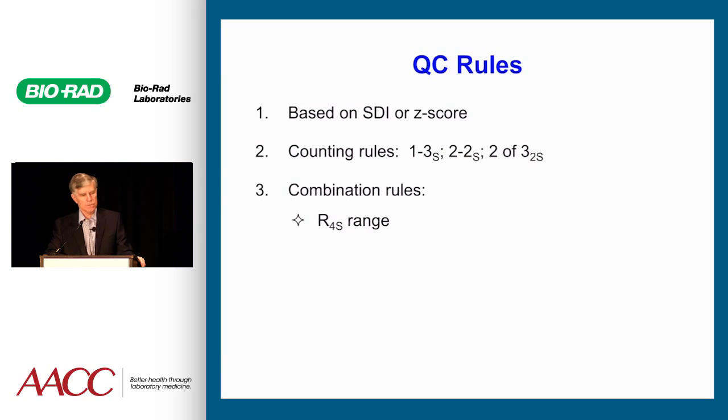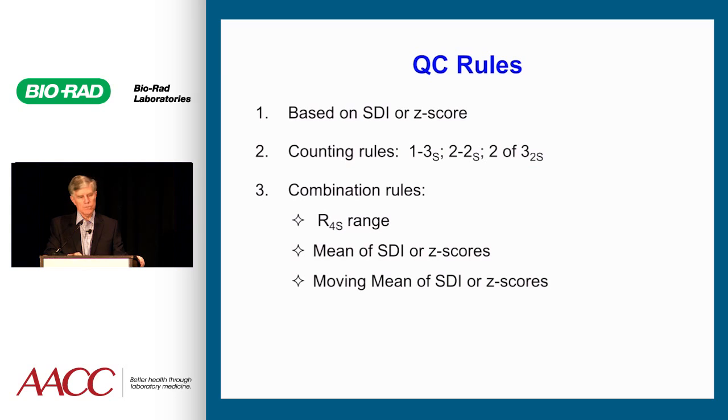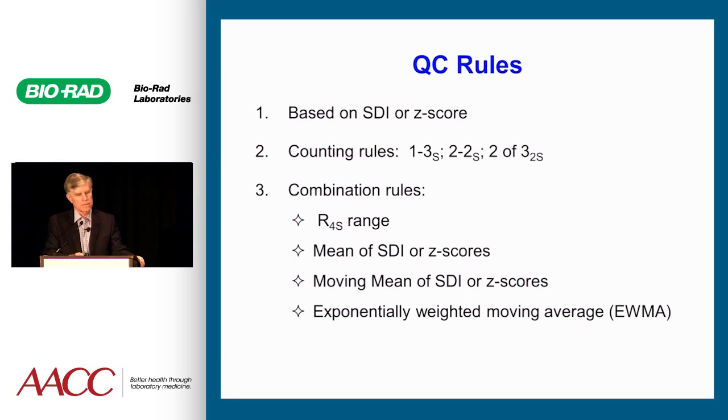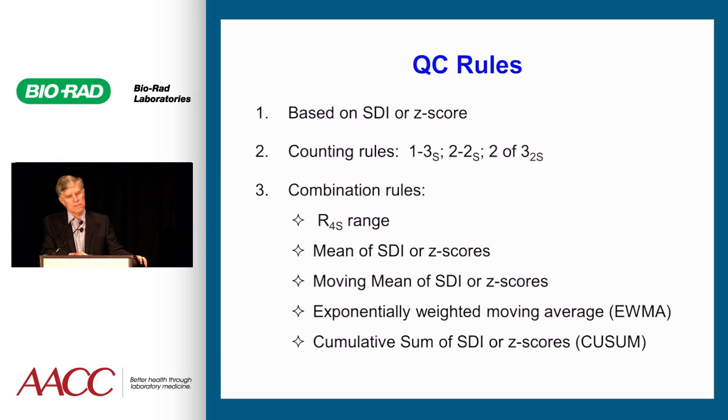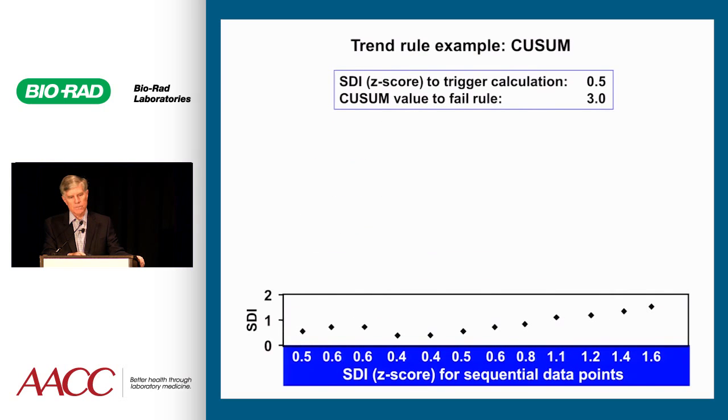There are combination rules. The most well-known is probably the range 4S rule. But others that are becoming more and more useful as computers become more and more powerful in our laboratories are the mean of the standard deviation intervals, the moving mean of those intervals, the exponentially weighted moving average of the QC values, or the cumulative sum of the SDI values. These lend themselves very well to trend detection, much better than anything else that we've had available to us in the past. So just to illustrate one of these, I'm going to show you how the QSUM rule operates.